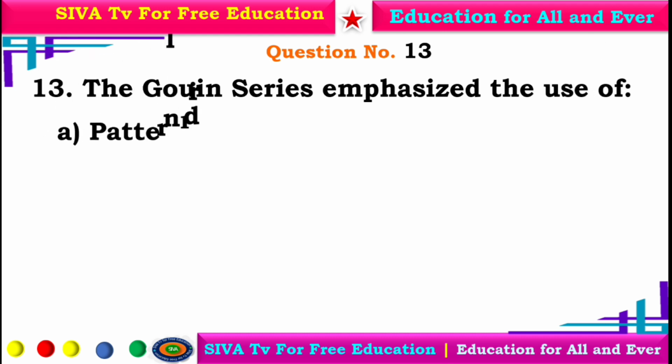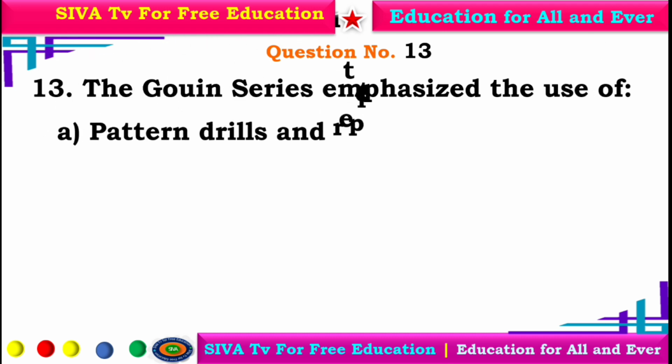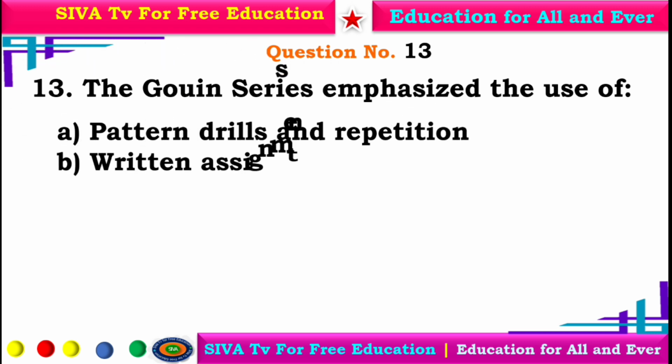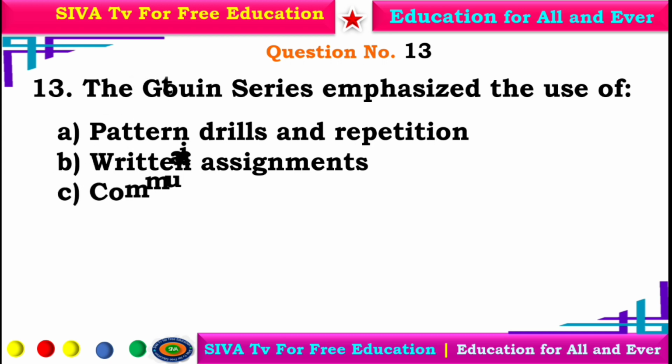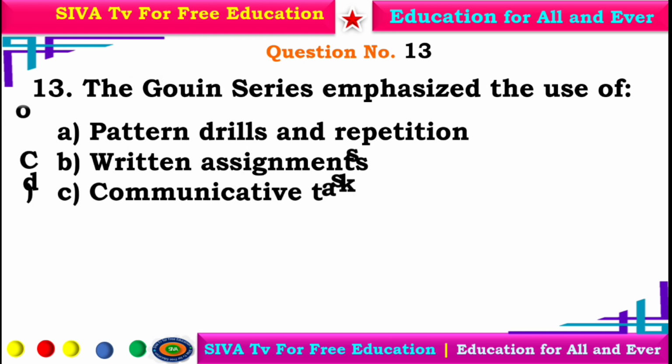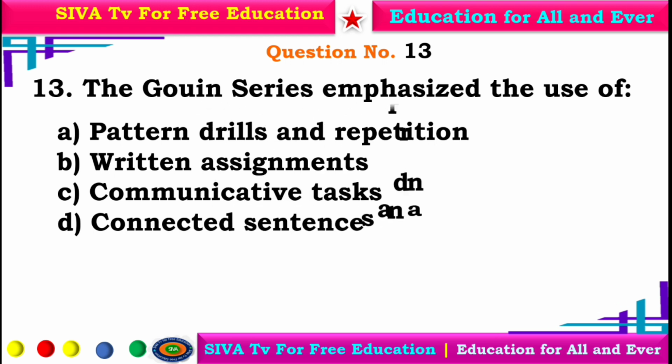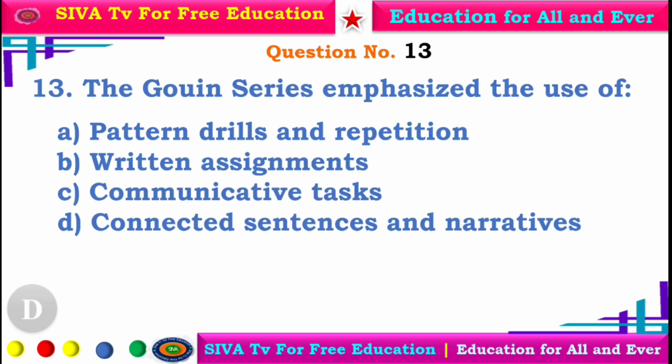The Going series emphasized the use of option A, pattern drills and repetition. Option B, written assignments. Option C, communicative tasks. Option D, connected sentences and narratives. The Going series emphasized the use of option D, connected sentences and narratives.